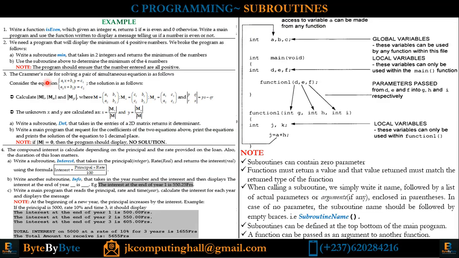The C part says, write a main program that reads the principal, the rate, and time, which is the year. Then calculate the interest for each year and displays a message. Note, at the beginning of a new year, principal increases by the interest. Example, if the principal is 5,000, the rate is 10% and the time is 3, it should display: the interest at the end of year 1 is 500 because 10% of 5,000 is 500.